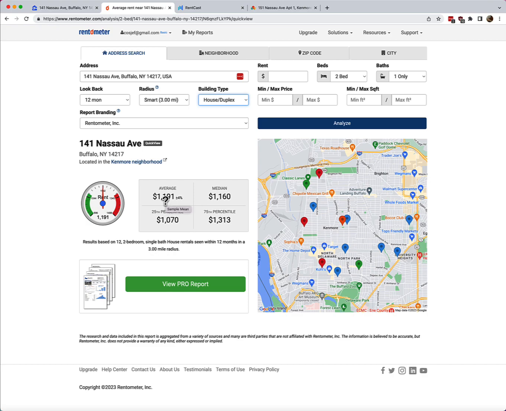Now, remember, you learned this somewhere probably in grade school. Averages can hide a lot of things. But here the average and the median are pretty close. I tend to go with the median just because I'm a little more conservative in my underwriting, and that's what I like to see. So the next thing I do is look at a second source of rent information.